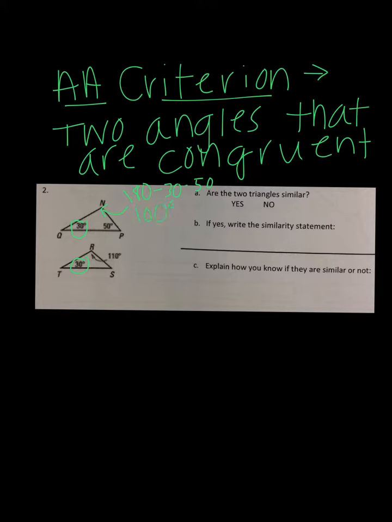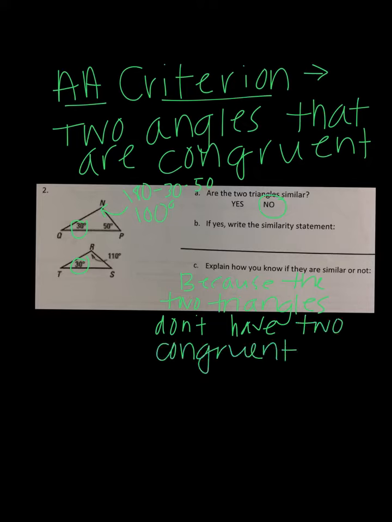So you can see that N and R don't have the same angle measure, so the two are not going to be similar. And I know because the two triangles don't have two congruent angles, so they can't be similar.